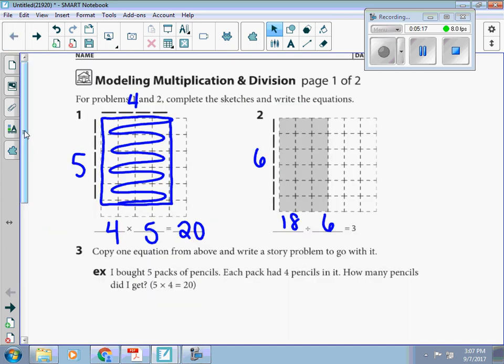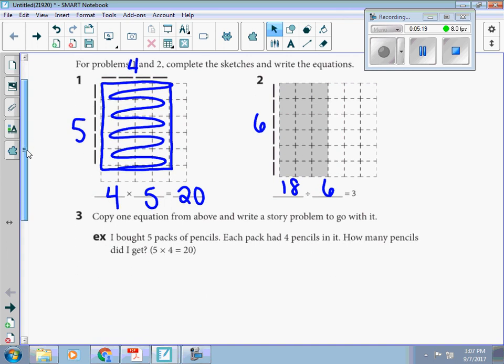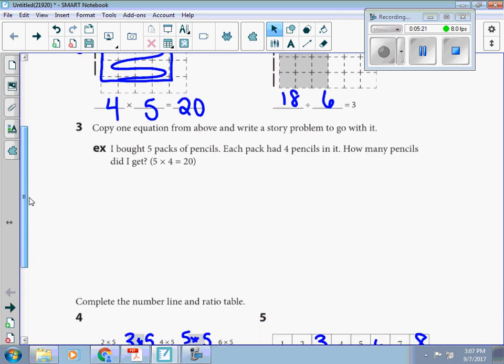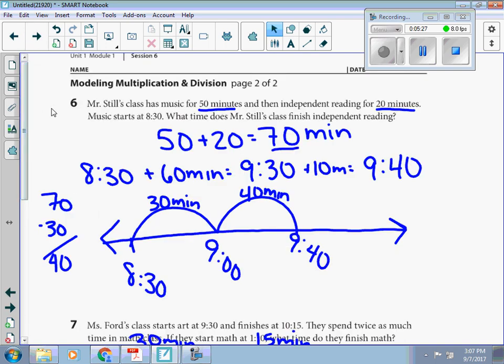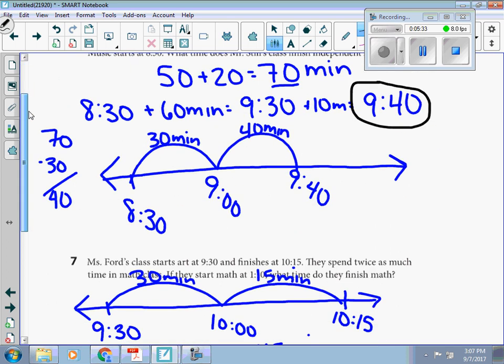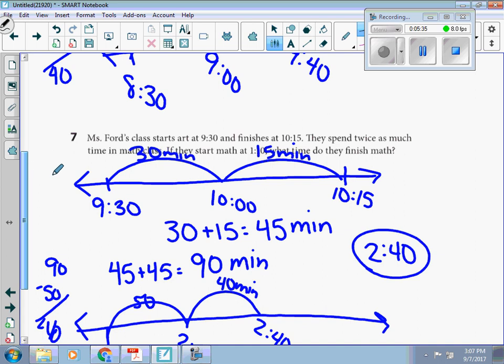So there's the top. Number 3 is on your own. 4 and 5. And then 6, my answer is 9:40. And 7, my answer is 2:40.